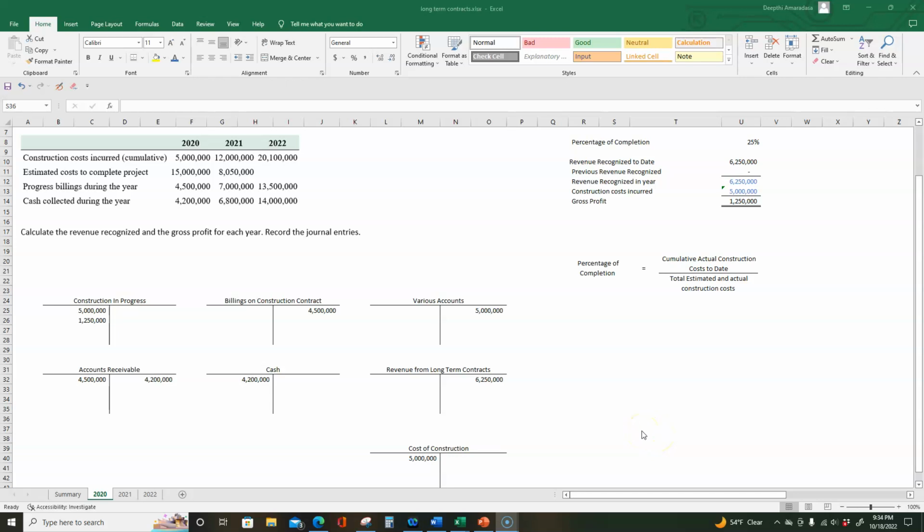Keep in mind, when we start 2021, all the permanent accounts will carry their balances forward, but the temporary accounts will reset to zero. So if you look at this set of T accounts, revenue is a temporary account. So next year when we start this question, revenue will have a zero balance because it would have gotten closed during the closing process. Cost of construction, similar to cost of goods sold, is an expense account that would have also gotten closed during the closing process. But construction in progress, billings on construction contract, accounts receivable, and of course cash and some of the other accounts are permanent. They will have balances that carry forward from year to year.